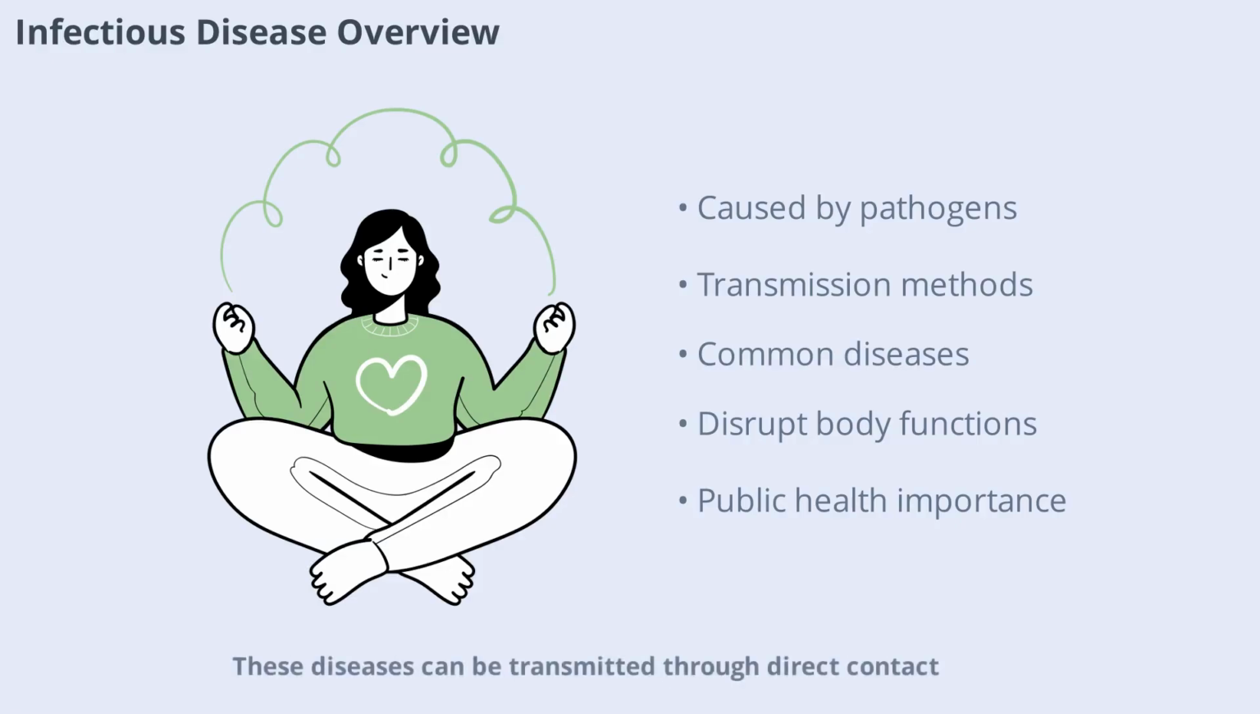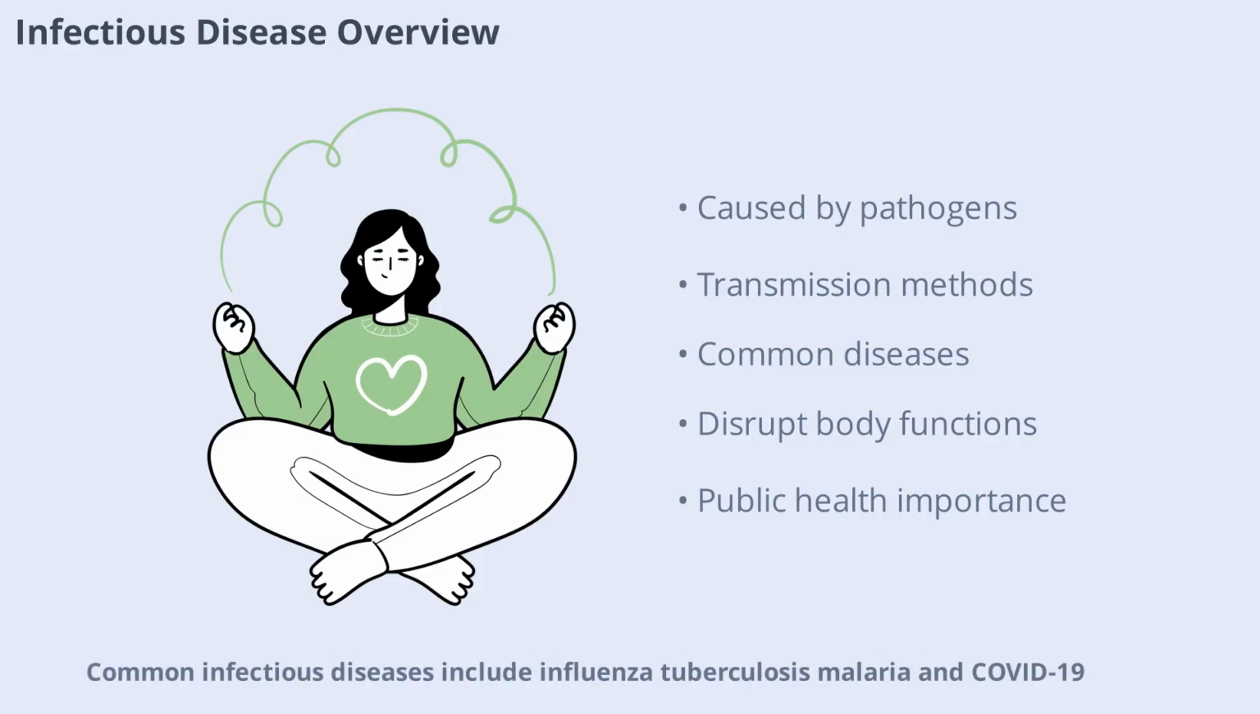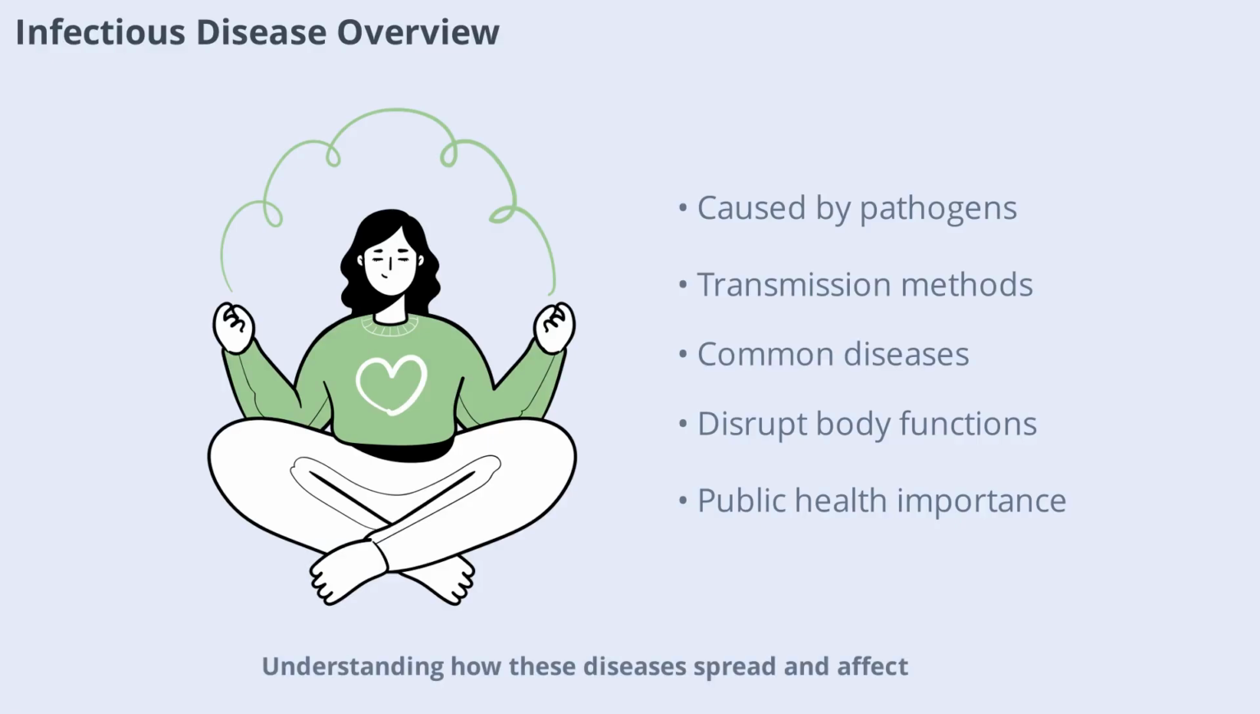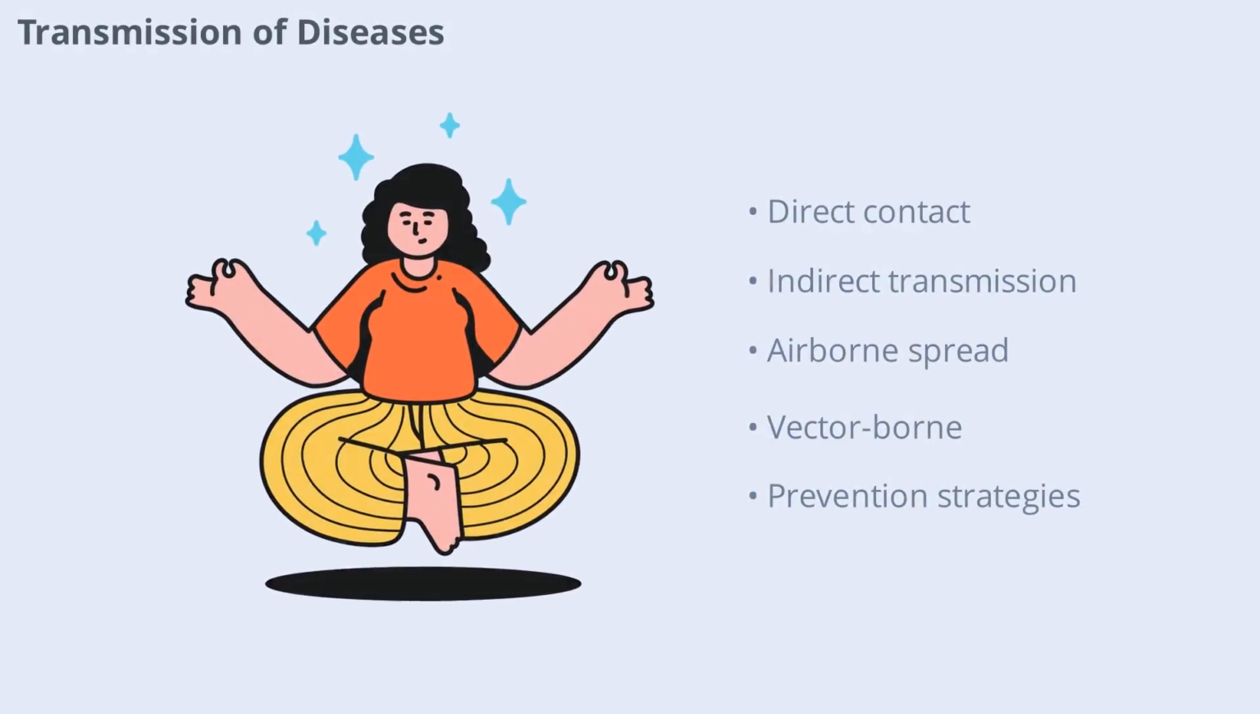Infectious diseases are caused by pathogenic microbes that invade the body and disrupt normal functions. These diseases can be transmitted through direct contact, contaminated food or water, airborne particles, or vectors like insects. Common infectious diseases include influenza, tuberculosis, malaria, and COVID-19. Understanding how these diseases spread and affect the body is essential for prevention and treatment, making microbiology a cornerstone of public health.